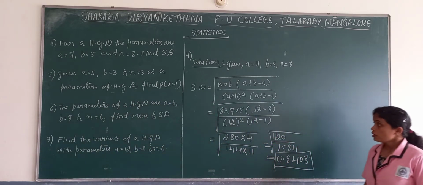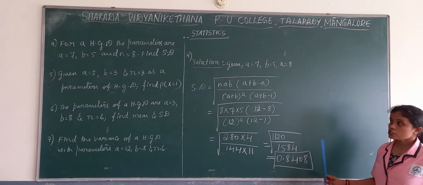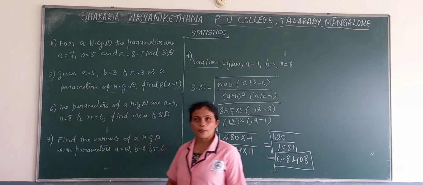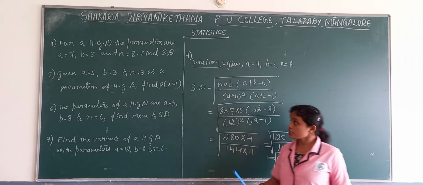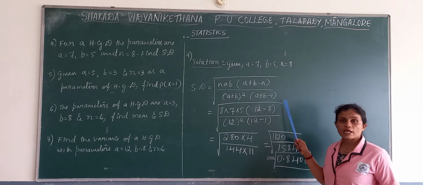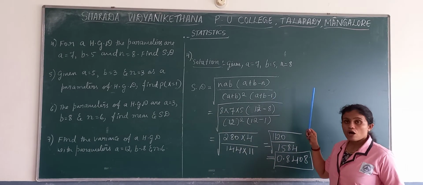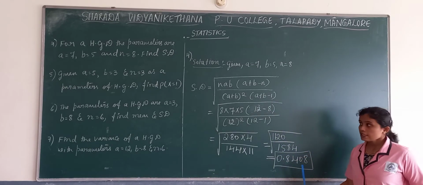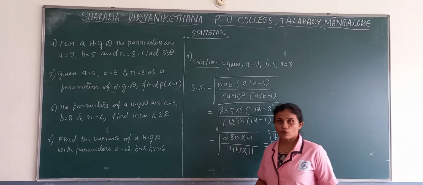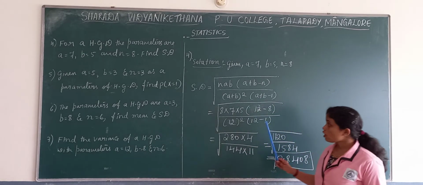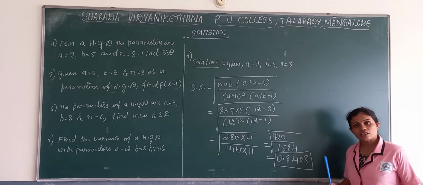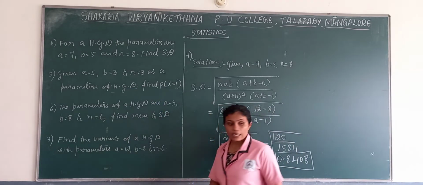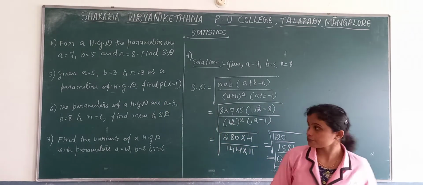So we ended the first problem. There they have given the values of the parameters. You have to write the formula of standard deviation, then substitute into the formula. Easy. This we may get for 2 marks, and along with this, if they ask, you may get 5 marks. Now next, we'll see the next problem.